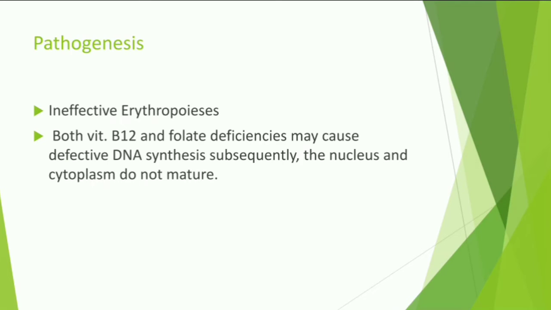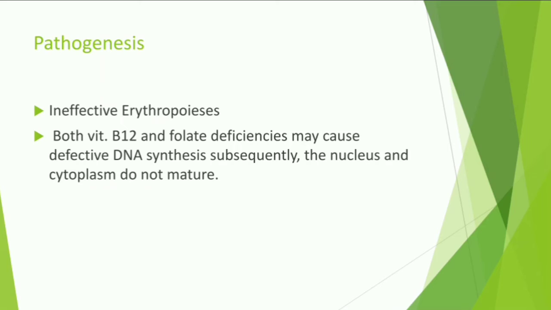Now let's take a look at the pathogenesis, meaning how the disease develops in the human body. It is because of ineffective erythropoiesis, which means if our body has a deficiency of vitamin B12 and folate, that may cause defective DNA synthesis, and the nucleus and the cytoplasm do not mature, which can lead to ineffective erythropoiesis, that means a lower count of RBCs in the human blood.